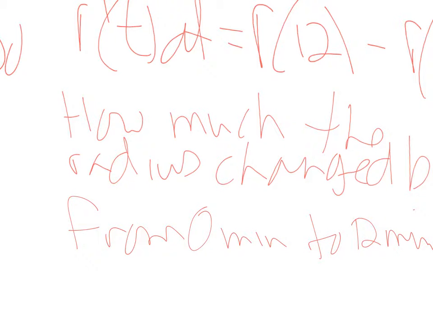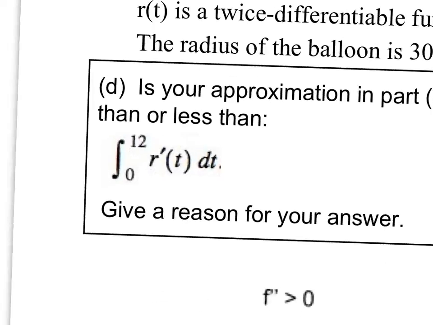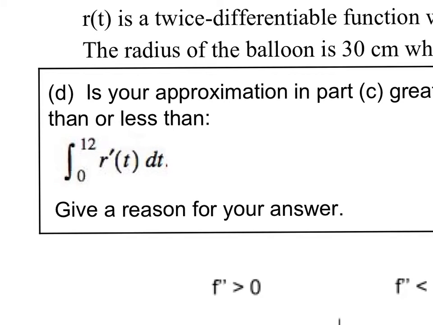All right, let's try one more. Okay, let's do part D. So part D is asking about whether your approximation of area under the curve was an overestimate or an underestimate. If you look right here at this integral, they're saying that is the true value of the area under the curve. And because we did a right-sided Riemann sum, we just did an estimate, an approximation.